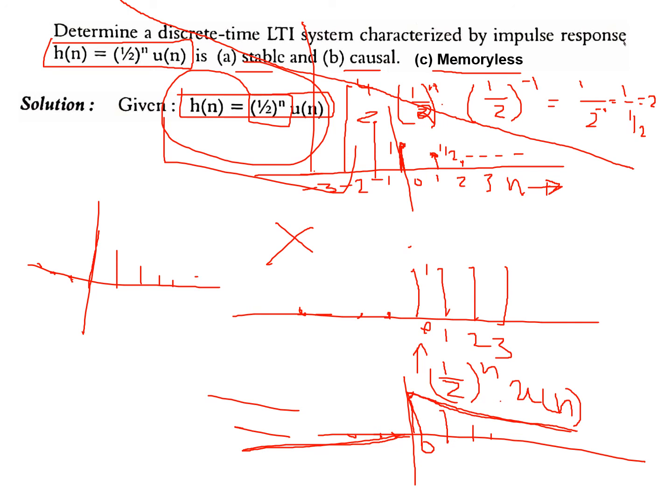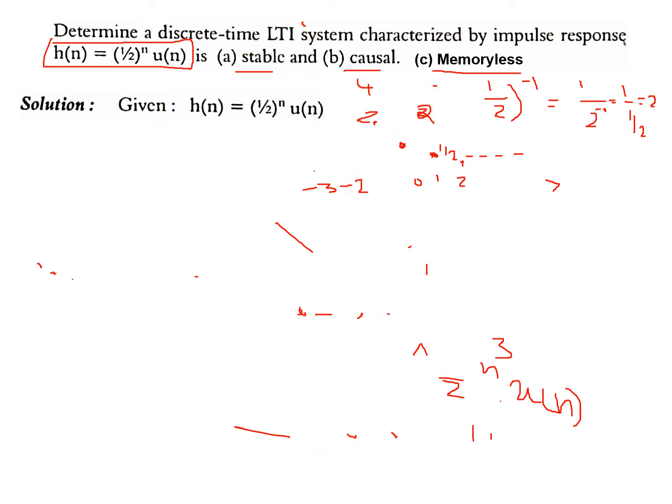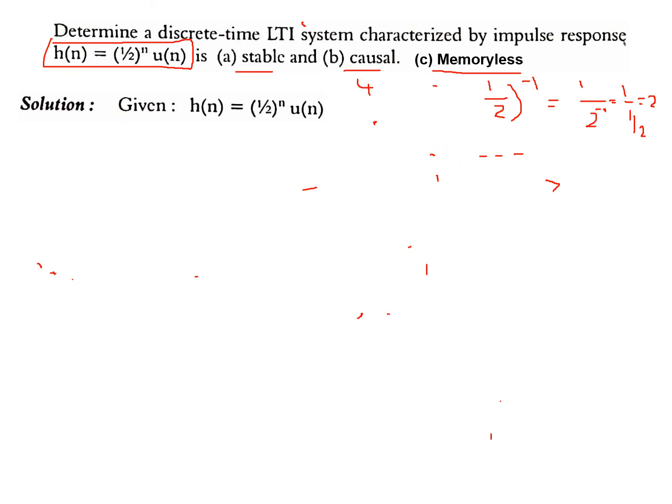Now you have to keep this in mind, and then you can easily find the stability property, causality property, and memoryless property as in the previous problem. Let us see how to answer this particular problem. Let us remove all these scratches. See, now this is the given system.